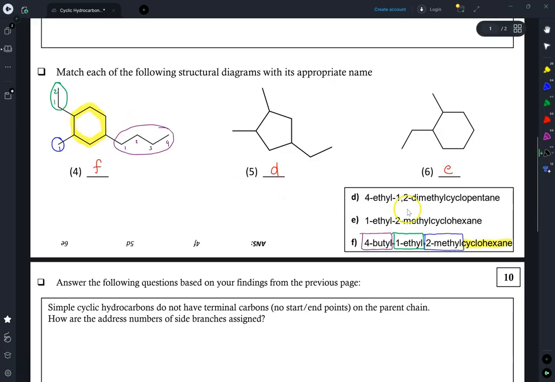So in the first example, we have a cyclohexane. Cyclo meaning it's a ring structure with 6 carbons on it. So here's my ring structure with 6 carbons on it. There is a methyl group, methyl meaning 1 carbon. So there's the 1 carbon. There's an ethyl group, meaning there's 2 carbons. So there's 1, 2 carbons. And there's a butyl group, meaning there's 4 carbons, 1, 2, 3, and 4. So the question now is, how do they choose these address numbers?